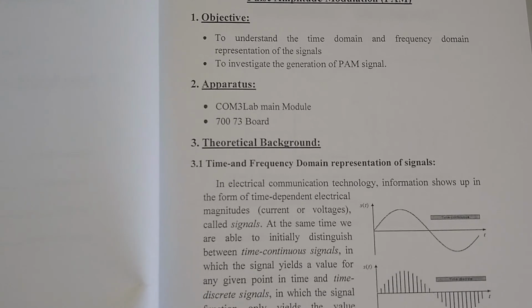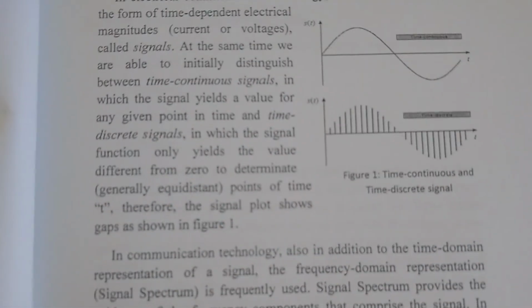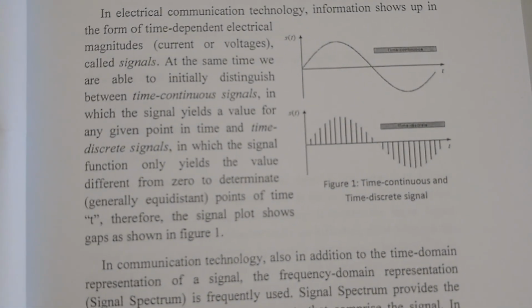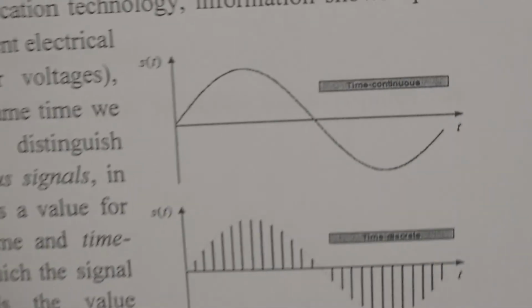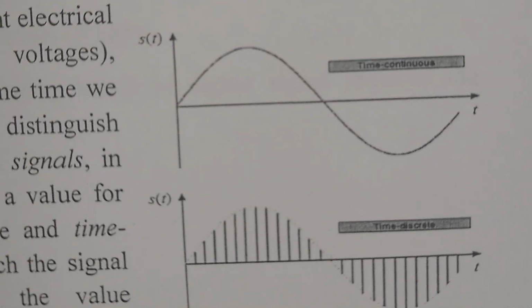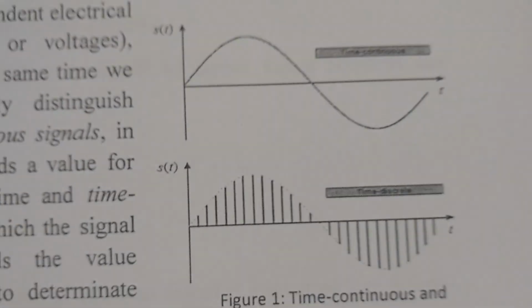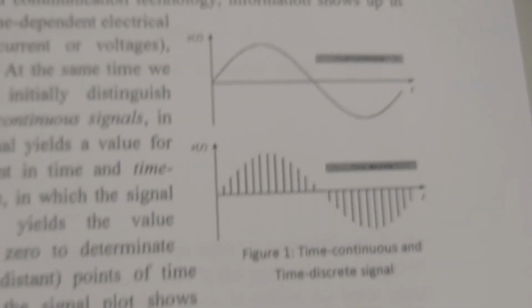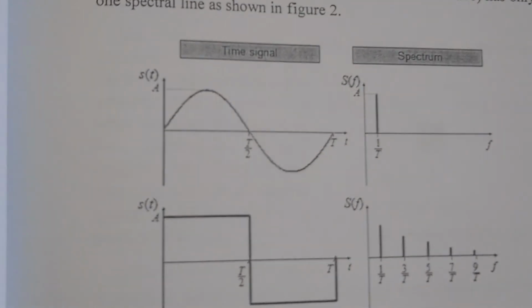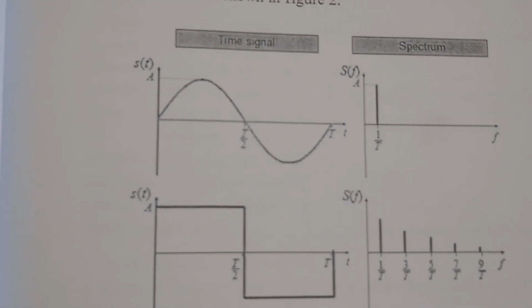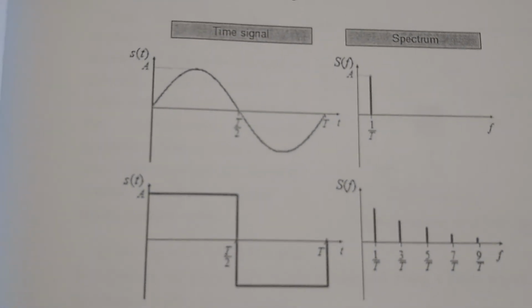PAM signal. You can see here, this is the continuous time signal and these are the samples. Let me focus here for you. This is the time continuous signal and this is the time discrete signal. So here we are going to generate a discrete signal. This is a time continuous signal S of t, which has a time period of 0 to T.